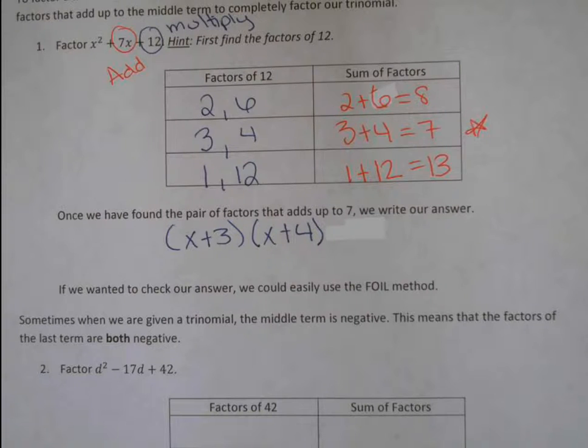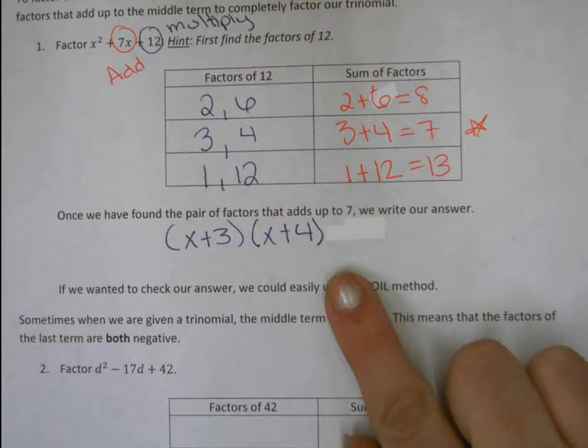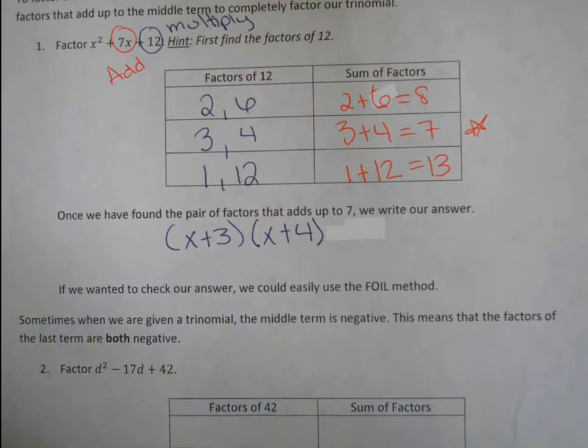Does that make sense? What doesn't make sense? Everything? I can check to make sure this answer is right by working backwards and foiling it, or box method. Which method do you want me to check my work with? Box? I'll check it in green.